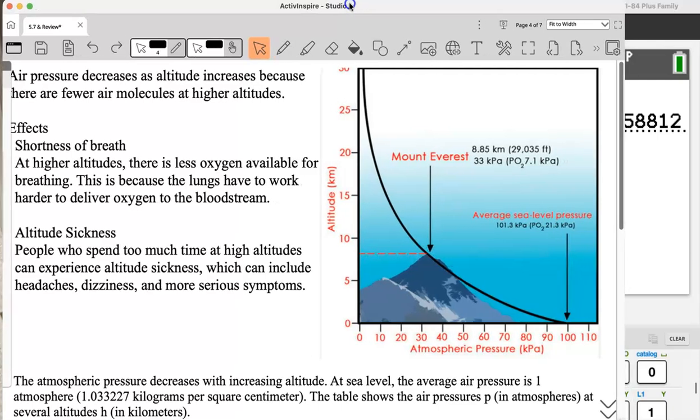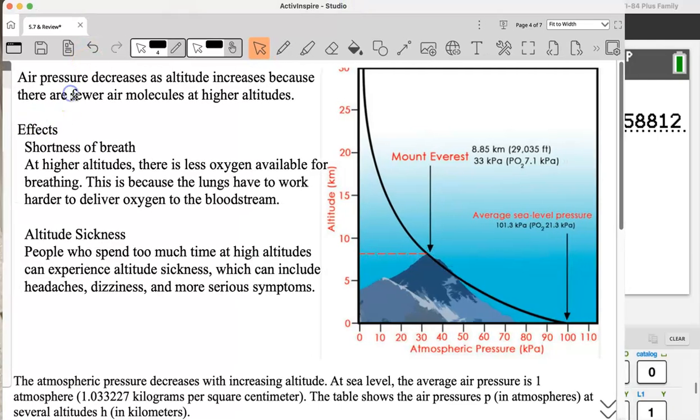All right, so air pressure decreases as altitude increases because there are fewer air molecules at higher levels. So what that means is you can have shortness of breath. At higher altitudes, there's less oxygen available for breathing, and so your lungs have to work harder to deliver oxygen into the bloodstream. You can also get what is called altitude sickness, where people who spend too much time at high altitudes can experience sickness, which includes headaches, dizziness, and more serious symptoms.